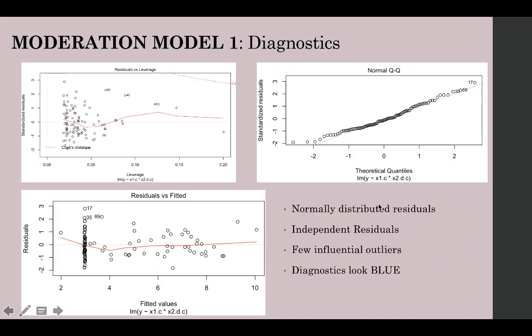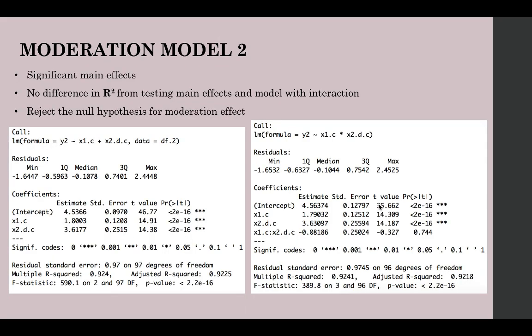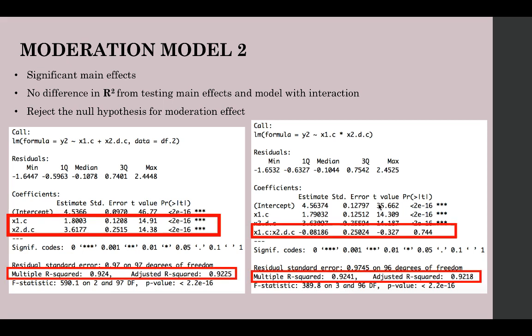Looking at the diagnostics for this model, we can see that we have relatively normally distributed residuals, they look like independent residuals, and we have few influential outliers, so we can conclude that our diagnostics look pretty good. Let's move on to our next moderation model to see how we can vary the significance of that moderated effect. Once again, we can see that we have 2 significant main effects, and we are explaining about 92% of the variance in the main effects model.